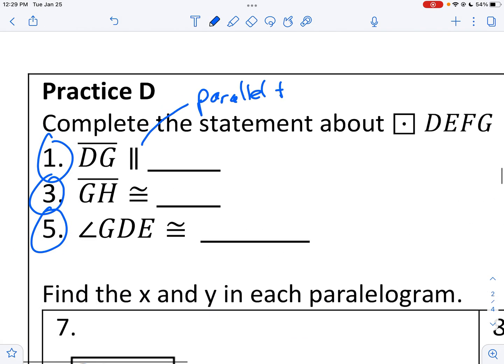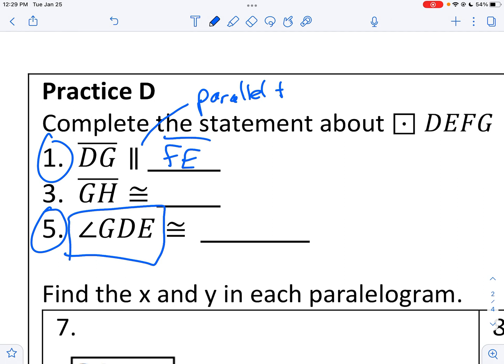And so I'm going to complete the statement here. I put FE. You should put a line segment over it. And now we've completed. Those are parallel. We're going to skip 3 because we already talked about 3. This means congruent. This means side. So GH is congruent to what side?